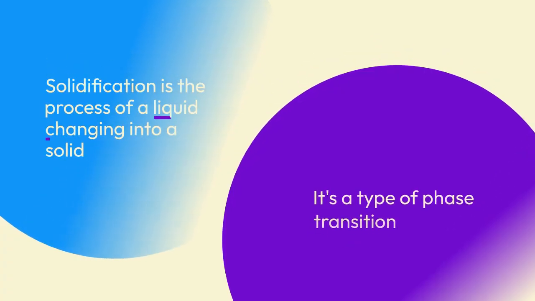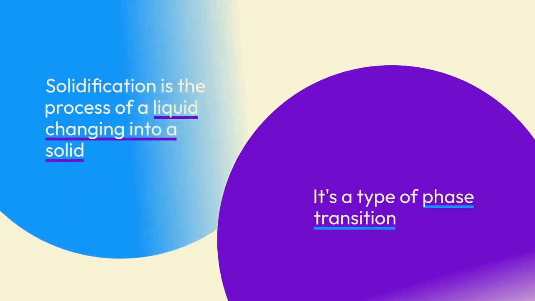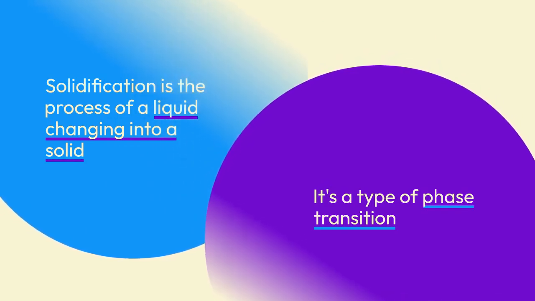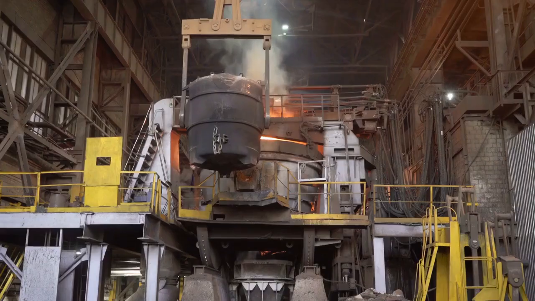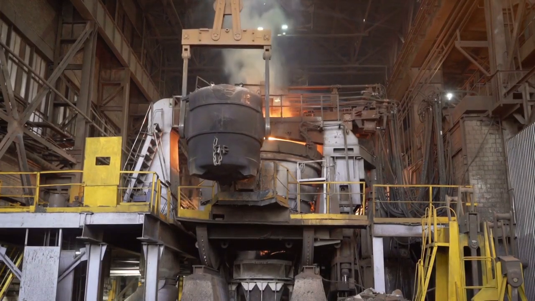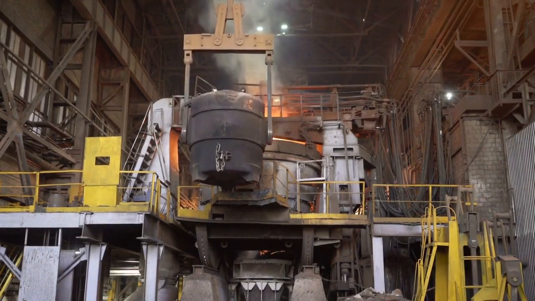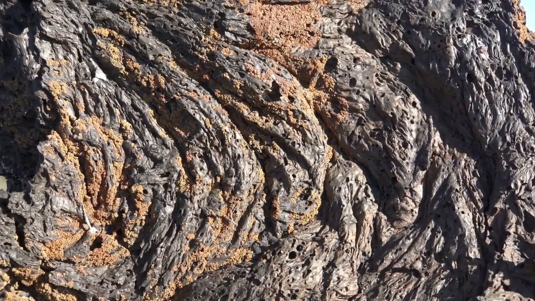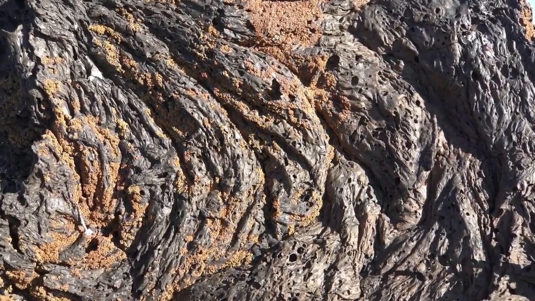At its core, solidification is simply the process of a liquid changing into a solid. It's a type of phase transition. This happens when the liquid cools down. As heat is removed, the tiny particles, like atoms or molecules, inside the liquid lose energy. They slow down and start to arrange themselves into a fixed, ordered pattern, creating a solid structure.